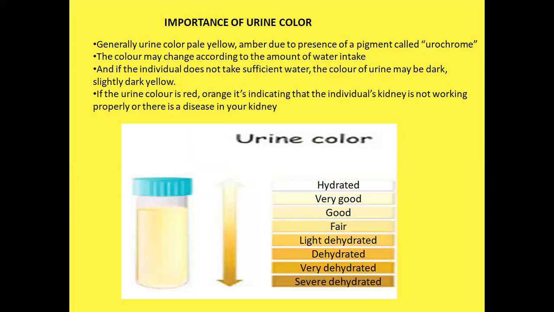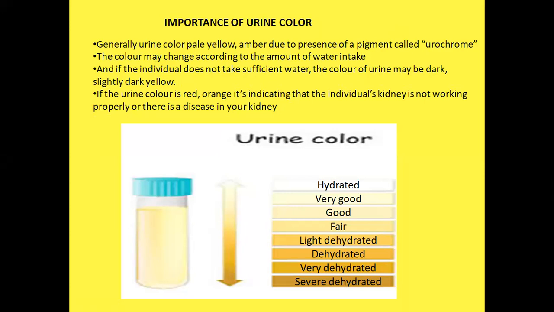Now let us learn why the color of urine is very important. Generally, urine color is pale yellow to amber due to the presence of a pigment called urochrome. The color may change according to the amount of water, and if the individual does not take sufficient water, the color of urine may be dark, slightly dark yellow. If urine color is red or orange, it is indicating that the individual's kidney is not working properly or there is a disease in the kidney.